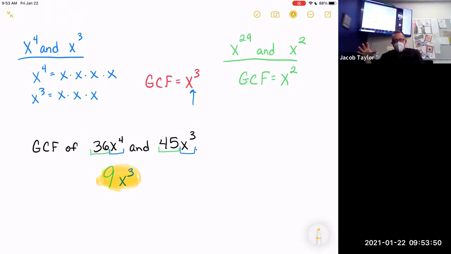So when you're asked to find the greatest common factor of a monomial that has both a constant and a variable in it, you find the greatest common factor of the constants, then you find the greatest common factor of the variables, and then you mush them together, just like peanut butter and hummus.